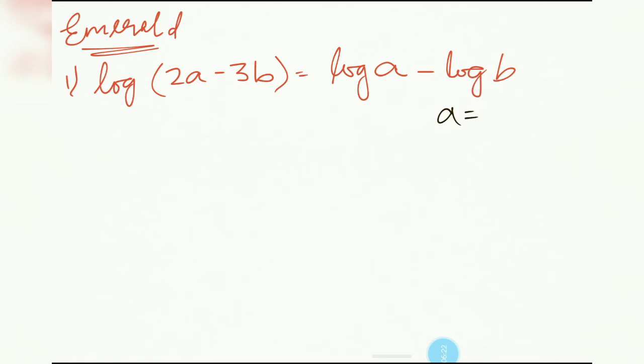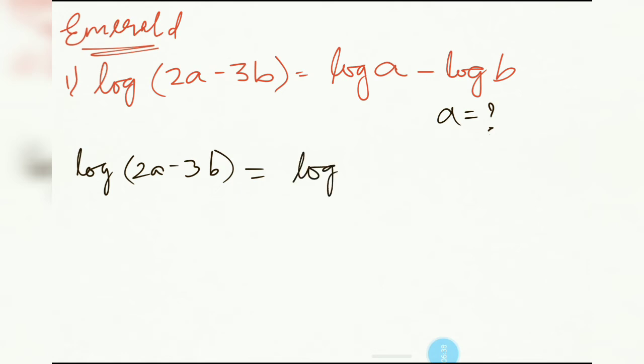What is the value of a? We have to tell. Now how do we find out? First, log(2a minus 3b), you are not going to do anything. Just write it like that, is equal to log a minus log b, which is nothing but log a by b. We all know this law, right?